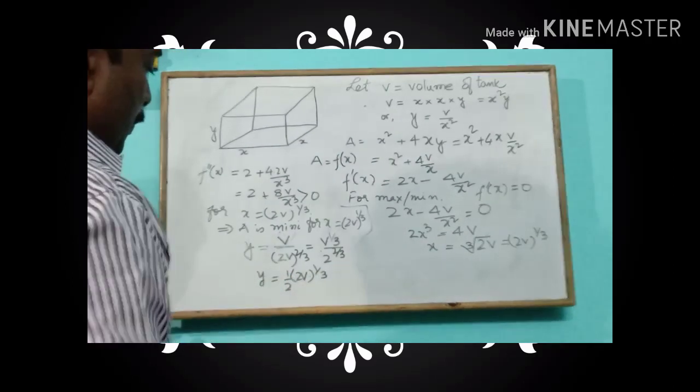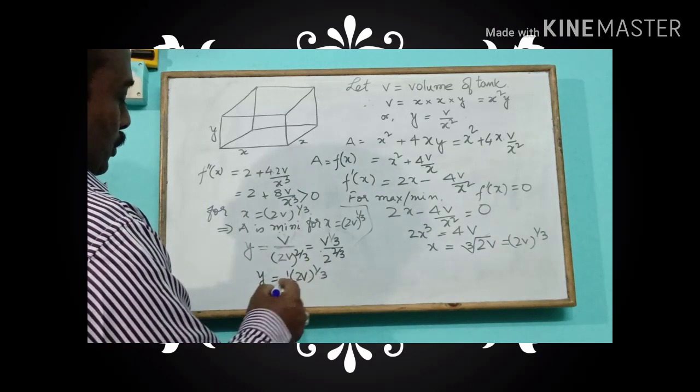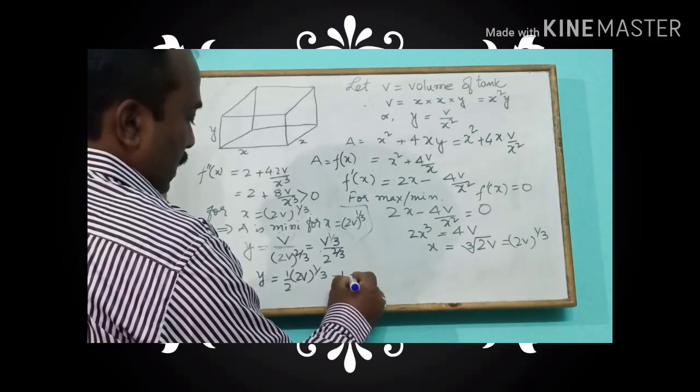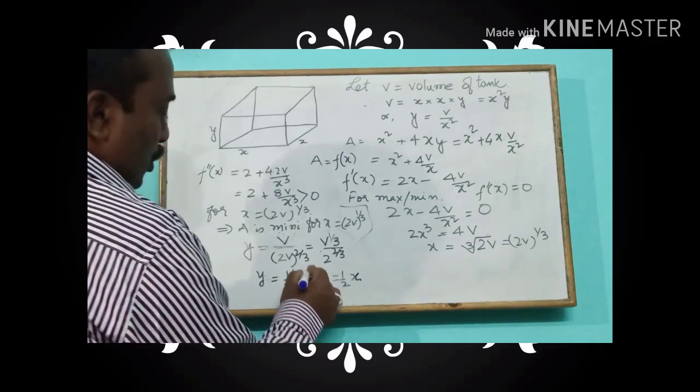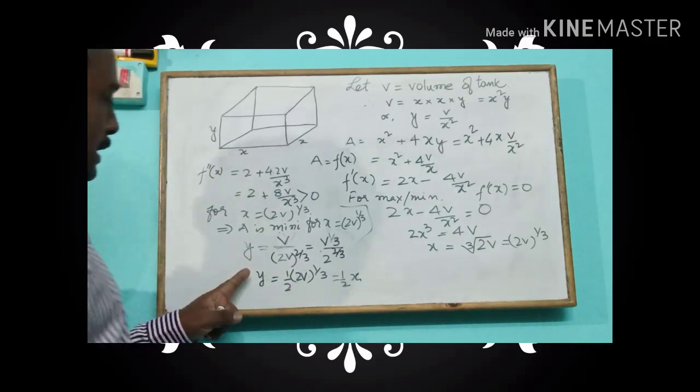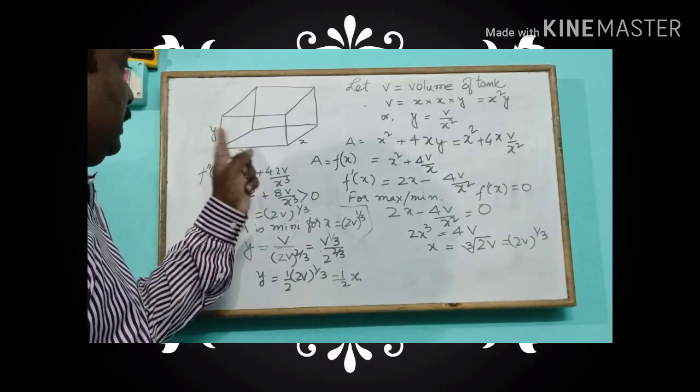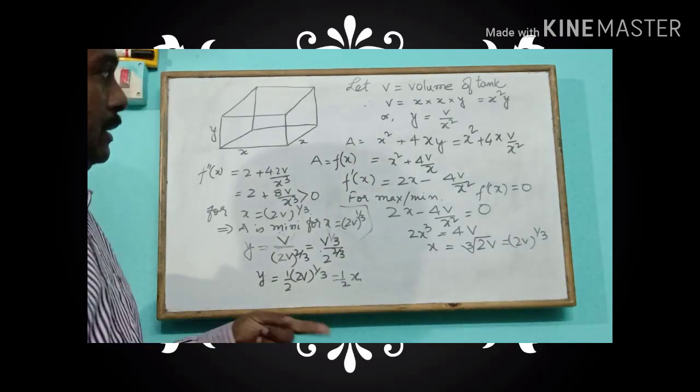So we see that y is half of x, because this is x. Hence, the depth is half of the width. Let us see the next question.